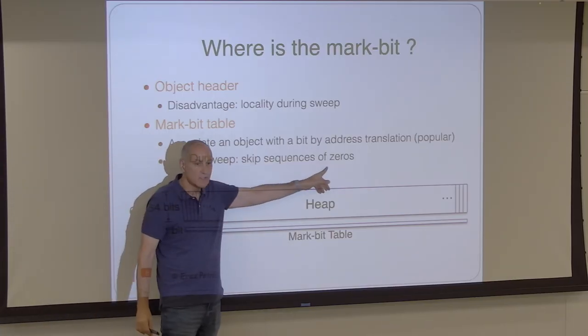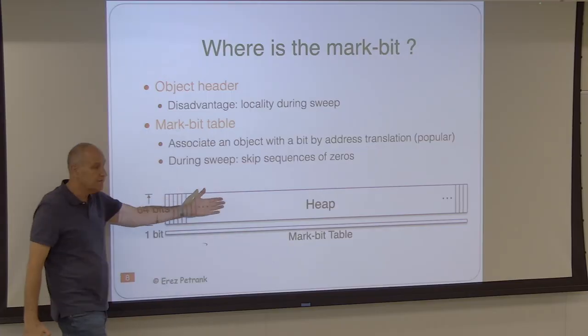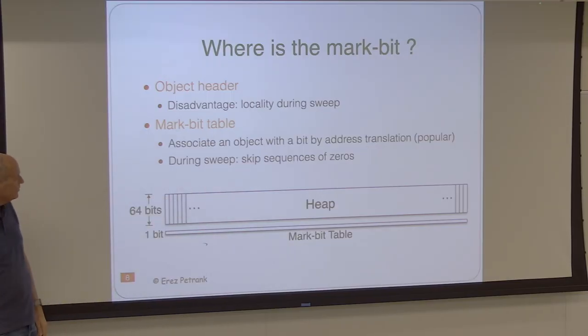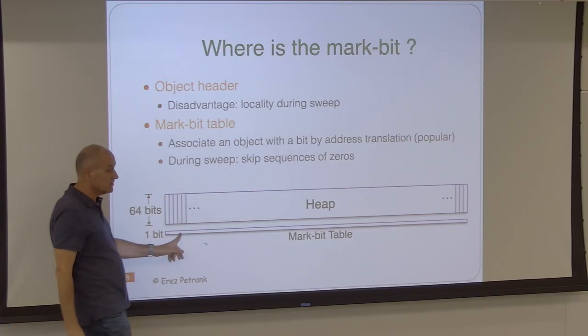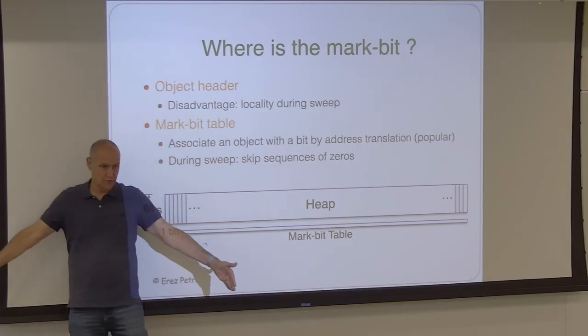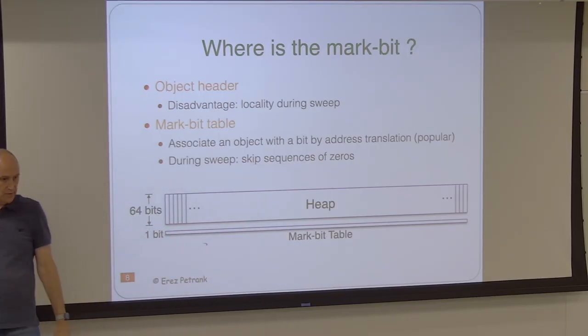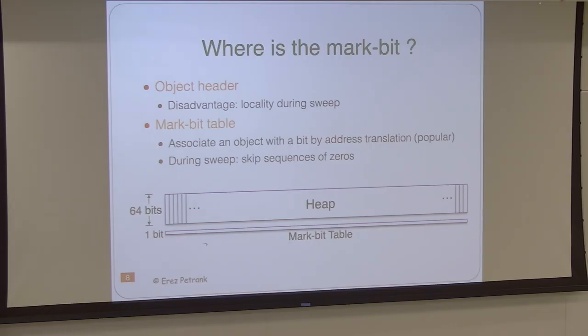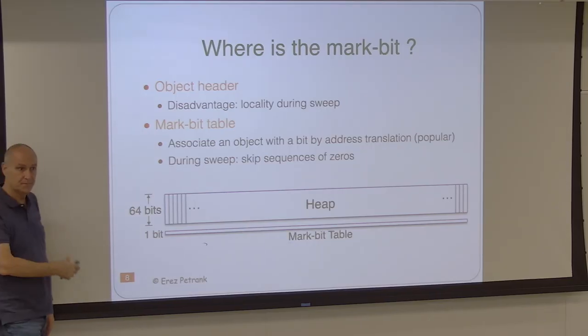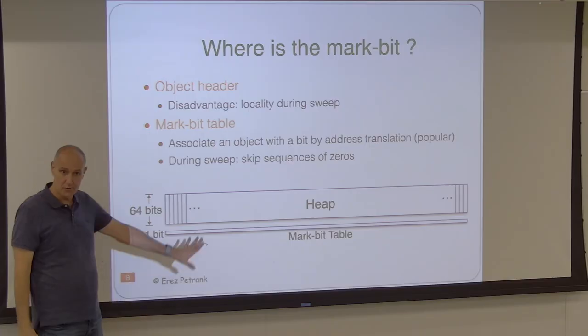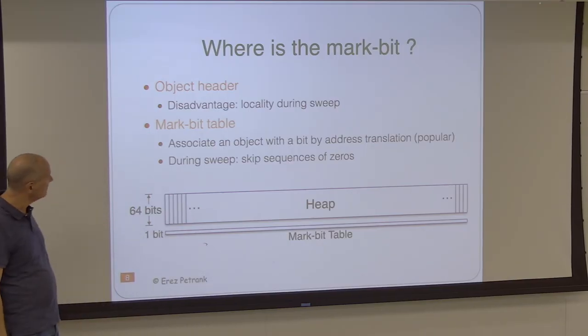I skip sequences of 0. I can do it very fast. And so the advantage is this locality. I use a much smaller space in order to determine what's live and what's dead. Okay, questions about this? Okay, so this is maybe the simplest.